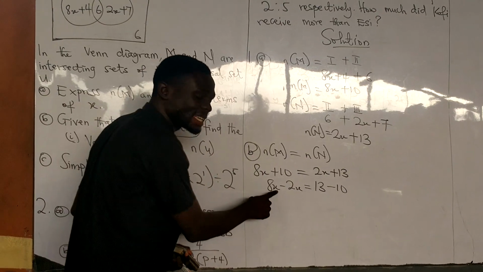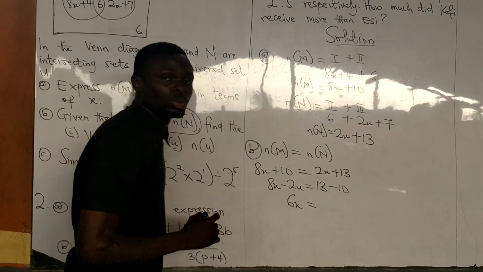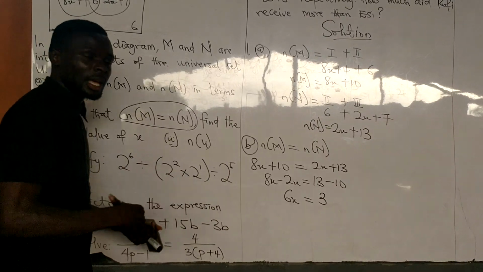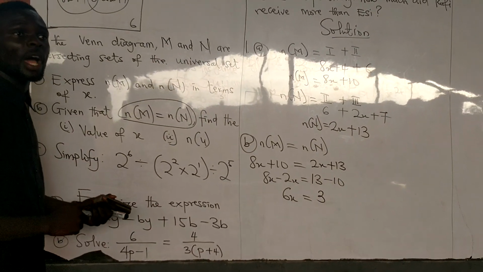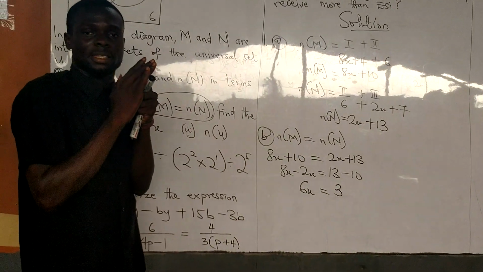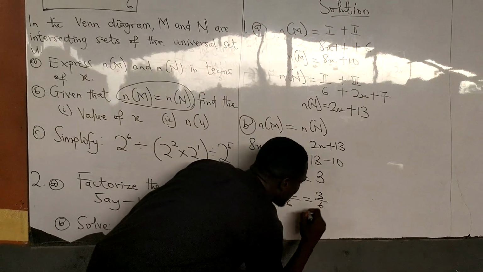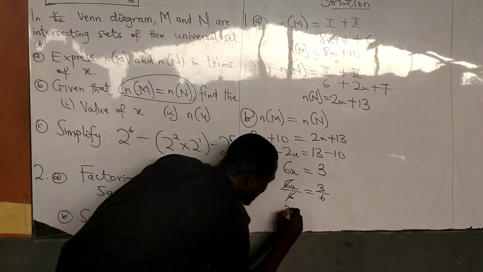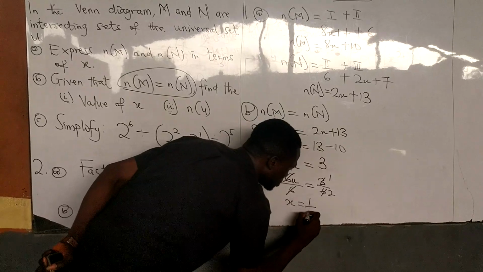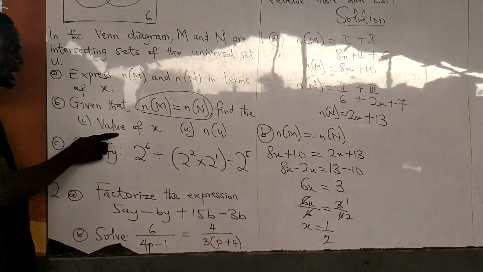So I have 8x minus 2x, giving me 6x, which is equal to 13 minus 10, which is going to give me 3. Then I have to solve for x. To solve for x, divide both sides by the number next to x. So I'm going to divide 6x by 6 and divide this by 6. So 6 will cancel 6. I have x is equal to 3 over 6, which gives x is equal to 1 over 2, which the question says, find the value of x.